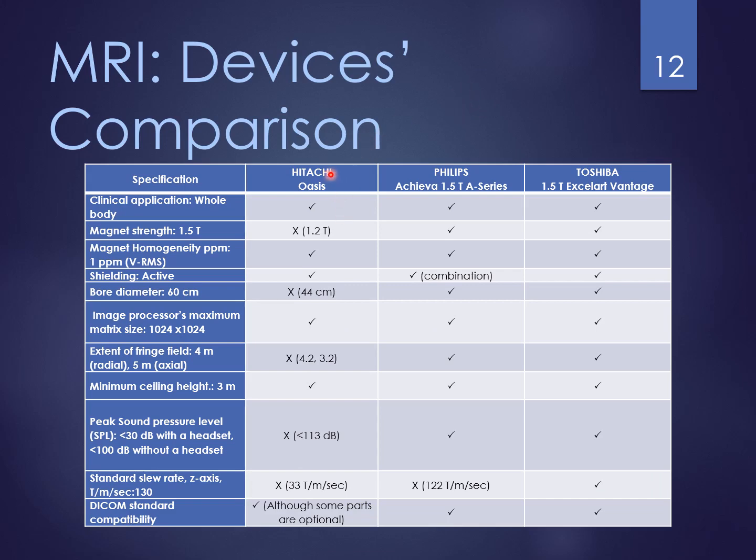First we have the Oasis from Hitachi, the Achieva from Philips, and the XLR from Toshiba. First of all, for the Oasis, the magnet strength was too weak, the bore was too small, the extent of the fringe field was too high, and it had very high sound pressure levels. Its slew rate was also way too slow. For the Philips, it satisfied almost all the conditions, though it was a little bit too slow. For the Toshiba MRI machine, it satisfied all the conditions.